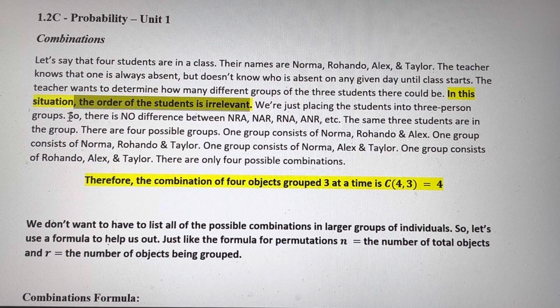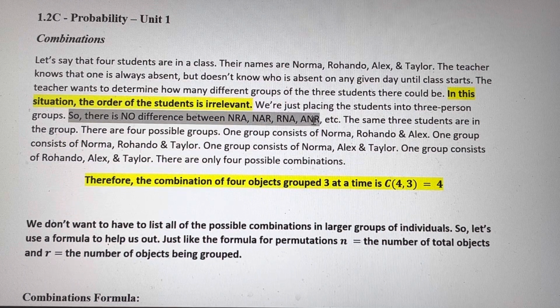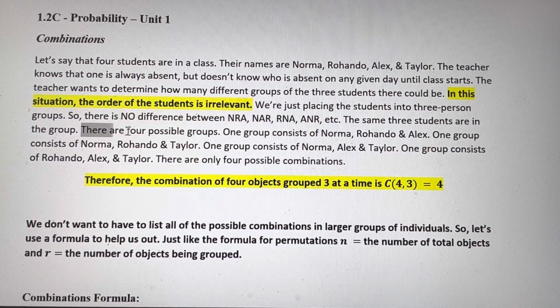So for us, there is no difference between any of these 4 groups. Norma, Rohando, and Alex in any order is still a group of those 3 students, okay? So again, we're just grouping, we're not arranging. Right? So because of that, with this scenario, there are only 4 possible groups, and I'm gonna list those here for you.